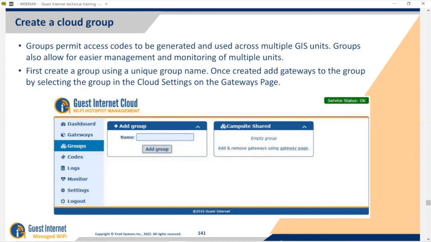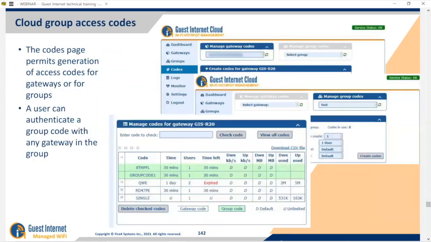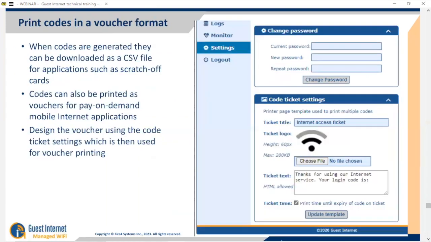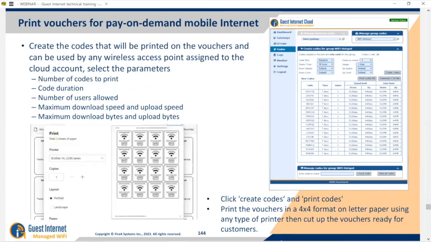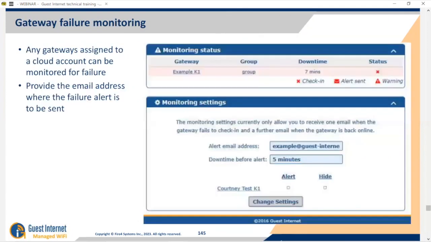We create a cloud group very simply by adding the name of a group. And we can create codes for that cloud group, which are then provided to the users of the gateways, and that can be multiple gateways. We can print the codes in a voucher format, as we could with the printing feature of gateways. And these can be printed on any letter size printer that's connected to the administrator's computer.